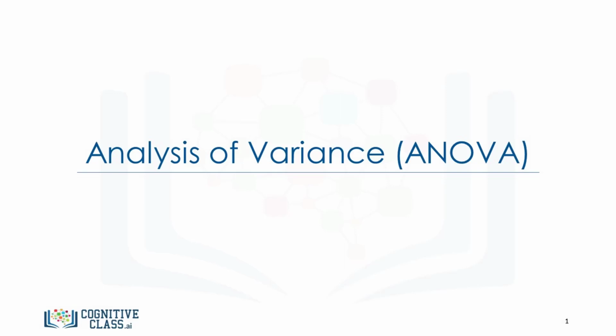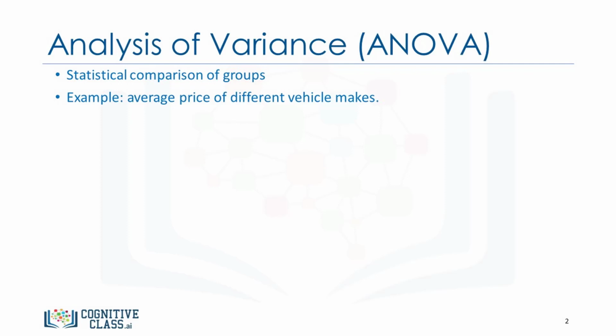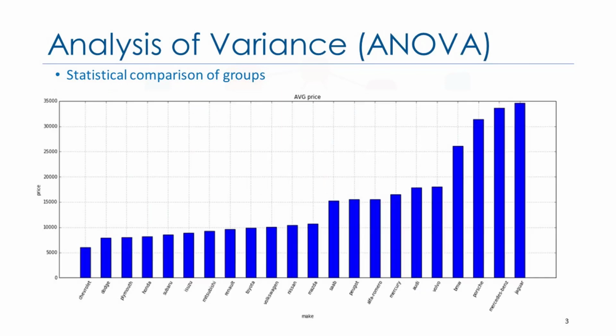In this video, we'll study analysis of variance. Assume that we want to analyze a categorical variable and see the correlation among different categories. For example, consider the car dataset. The question we may ask is, how do different categories of the make feature, as a categorical variable, have impact on the price? The diagram shows the average price of different vehicle makes.